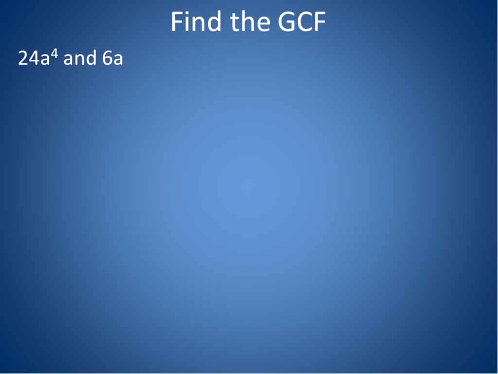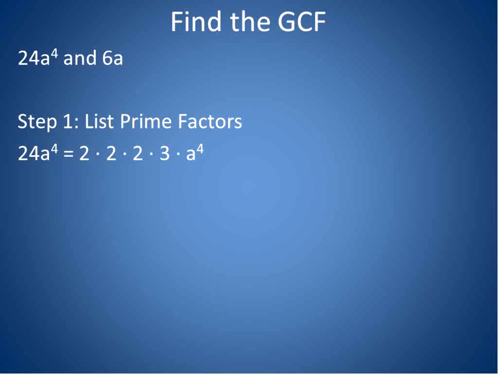In our next example, we're using the variable a, and our two terms are 24a to the power of 4 and 6a. We're going to follow exactly the same steps. List prime factors. The prime factors of 24a to the power of 4 are 2 times 2 times 2 times 3 times a to the power of 4. The prime factors of 6a are 3 times 2 times a. It doesn't matter what order you list them in. I listed 2 times 3 here and 3 times 2 there. It does not make a bit of difference.